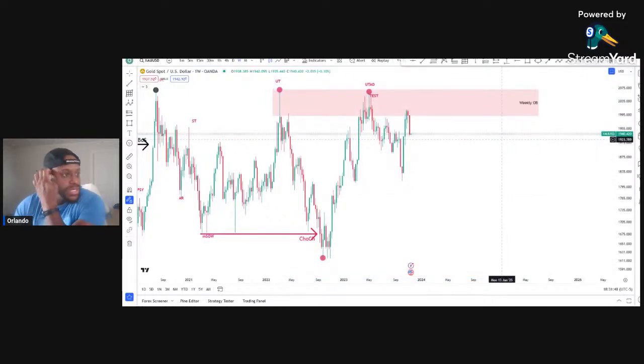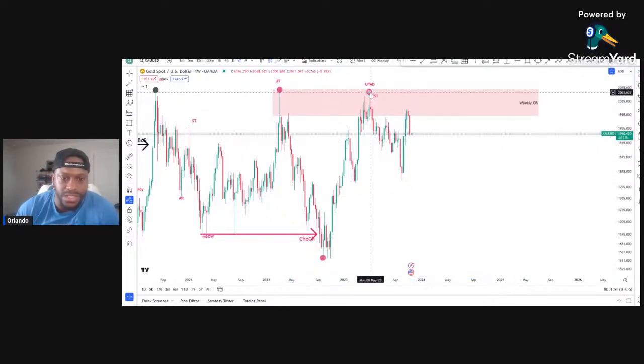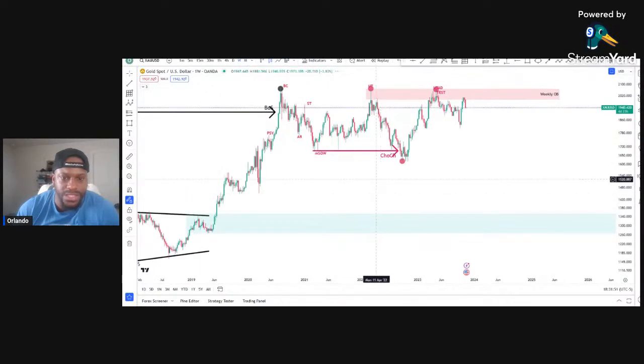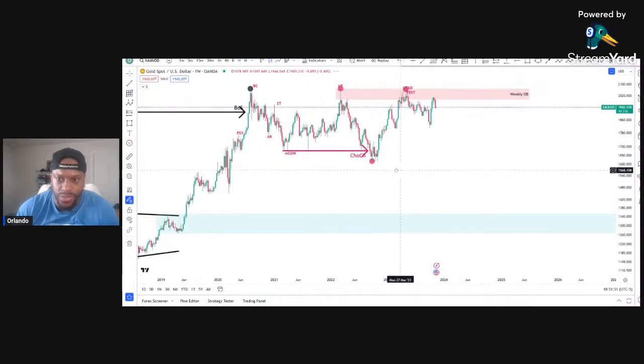Okay. We have this weekly supply zone. Price created a what? This is a lower high. Now we anticipate price to do what? Come down here and break structure and create a lower low.